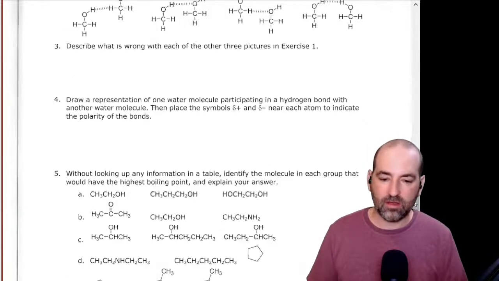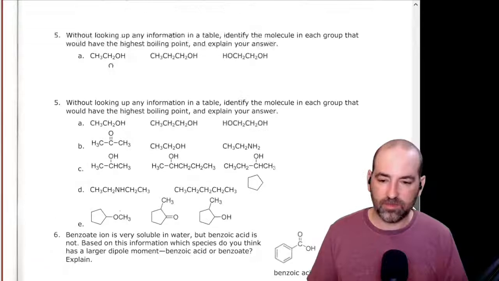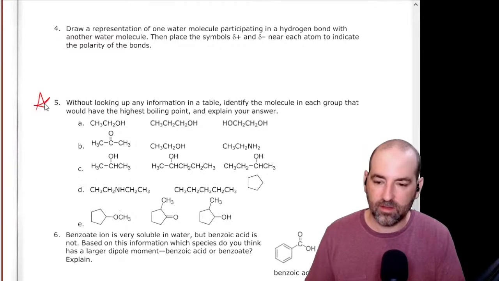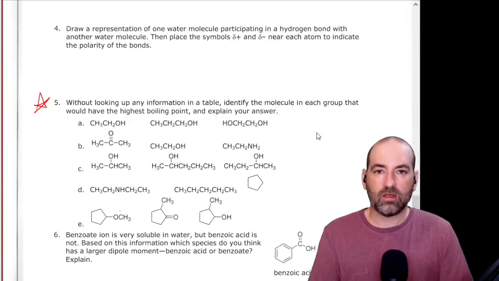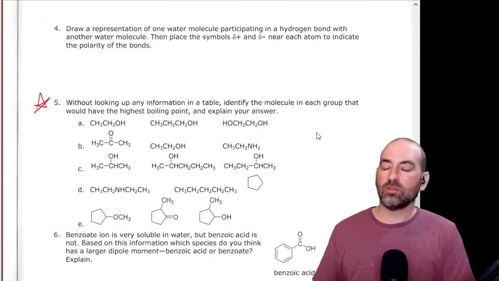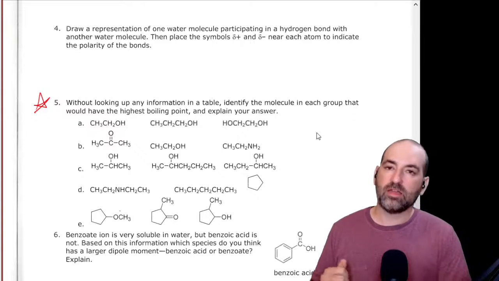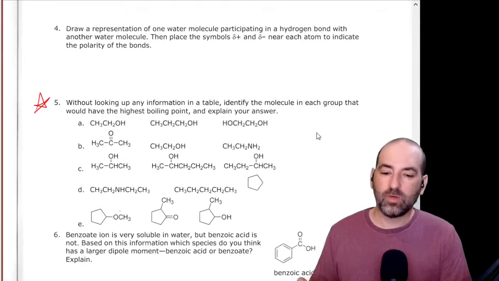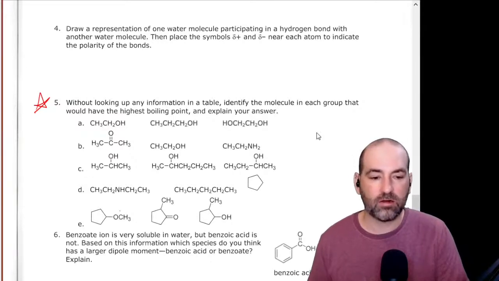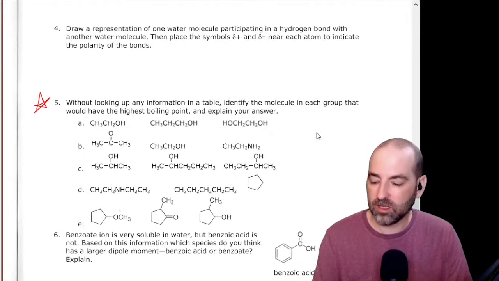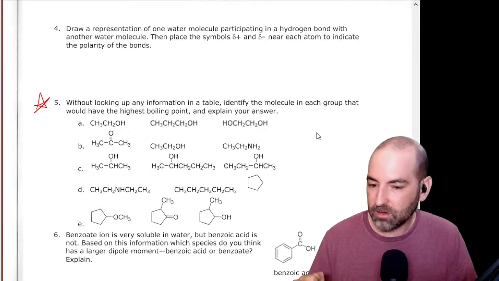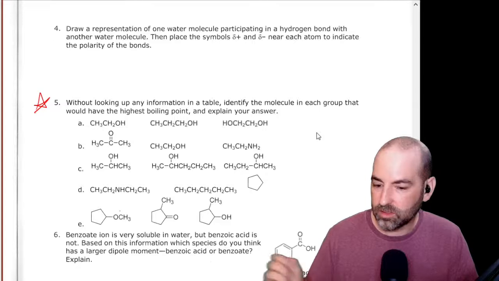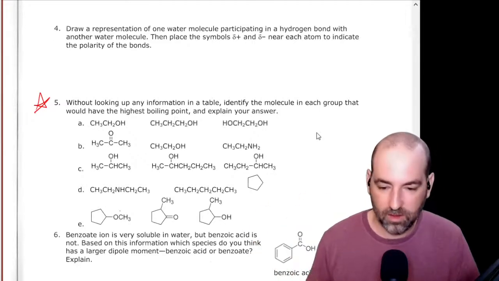And then really the goal of this whole activity is question number 5. Once you have gone through and learned the stuff from the packet, you should be able to look at some of these structures and decide which ones have high boiling points or low boiling points, which corresponds to high or low, or strong or weak, intermolecular forces. And you should be able to do that just by looking at the structures.